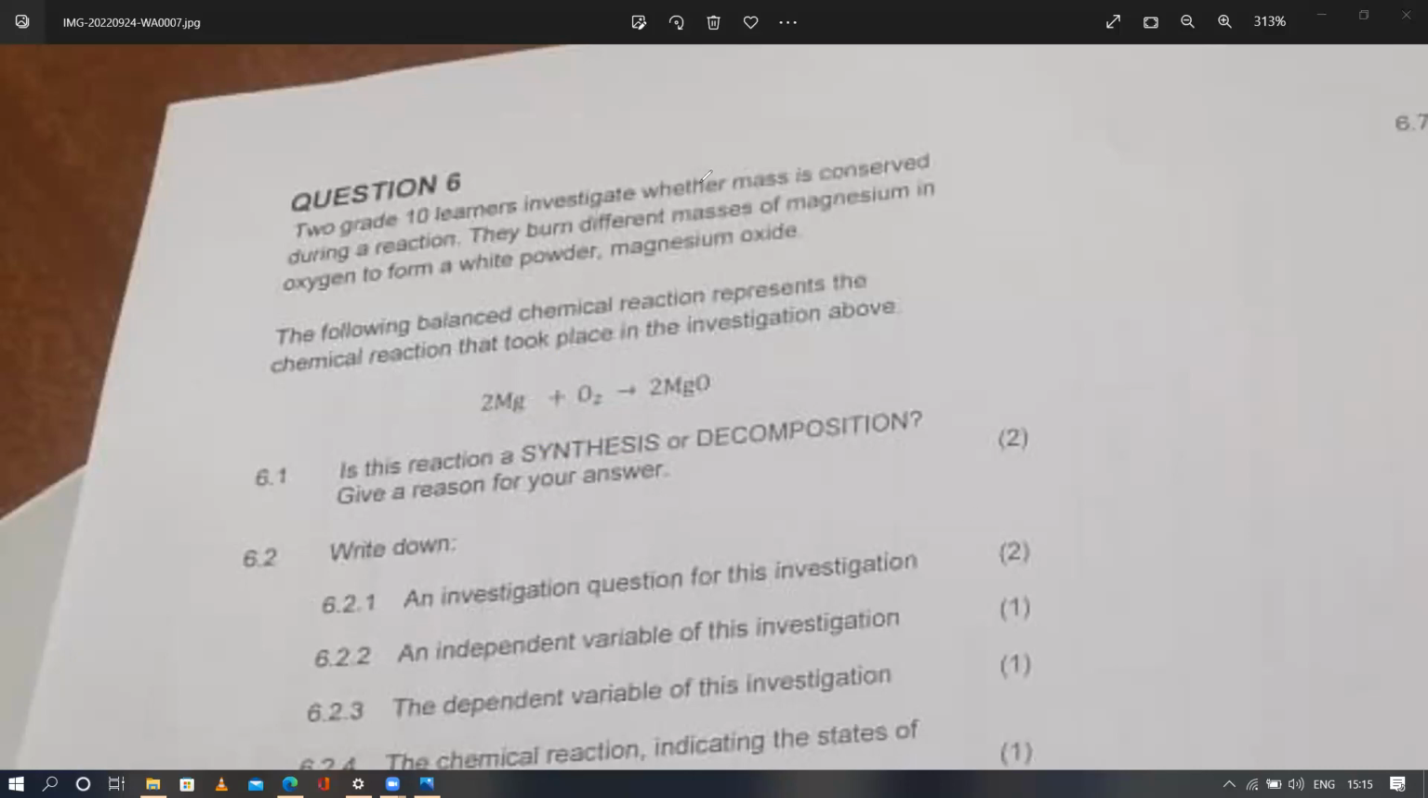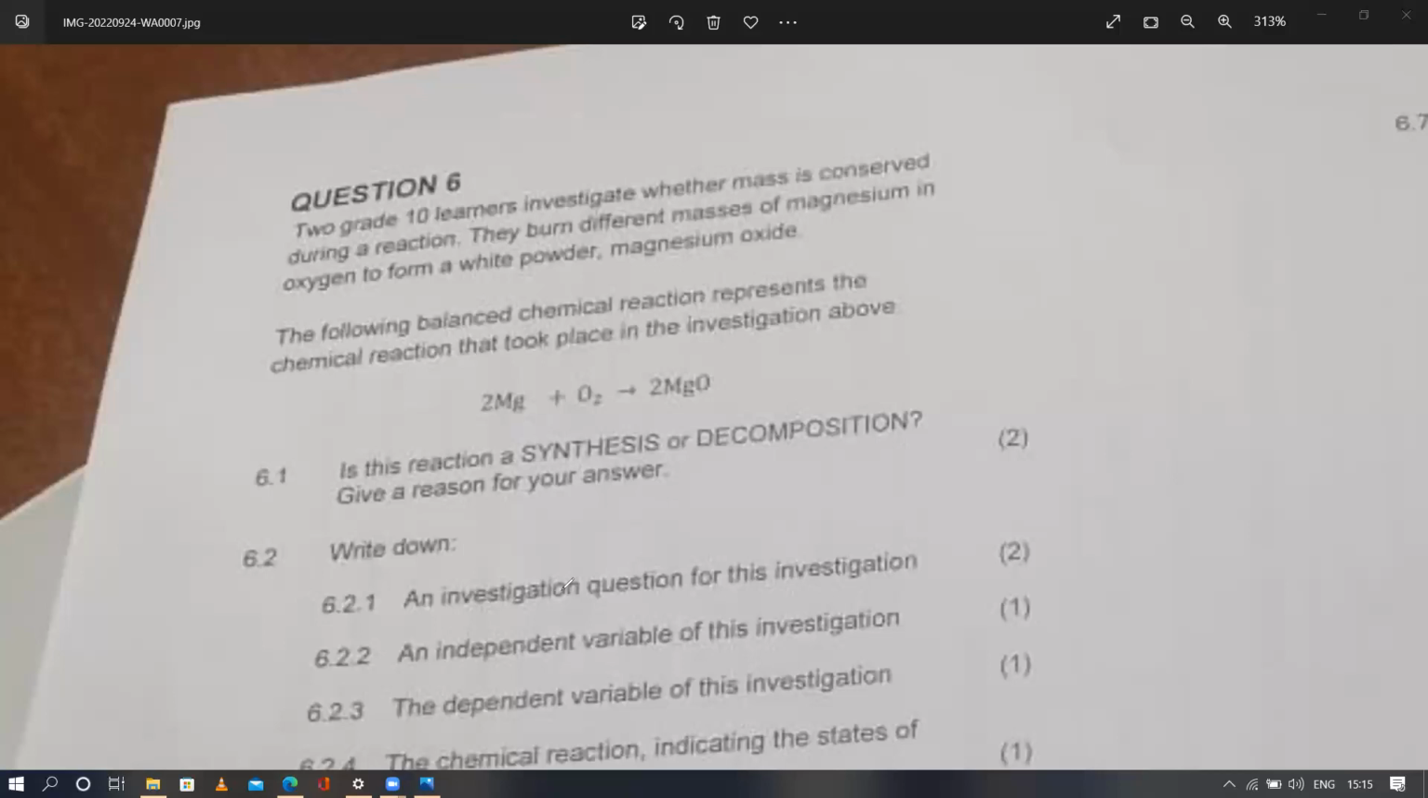They say in this investigation, write down an investigation question for this investigation. They say they are going to investigate whether mass is conserved during the reaction. So the investigation question is: is mass conserved during a reaction? That's the question that you're gonna answer.